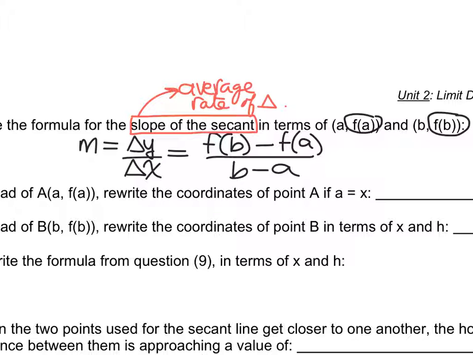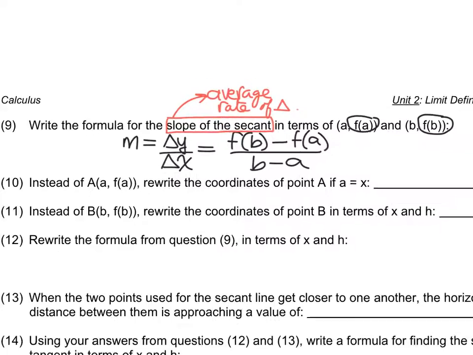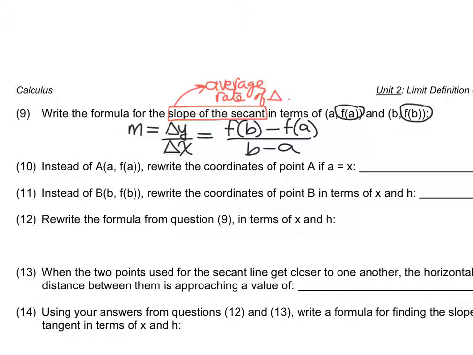The next part of the process is asking us to take it another step, because what we're going to do here is morph this into something familiar, something from pre-calc. So instead of a comma f of a, rewrite the coordinates of a if a equals x. All right, well that's not hard. It's a little weird to look at, but all that's saying is just replace your a's.